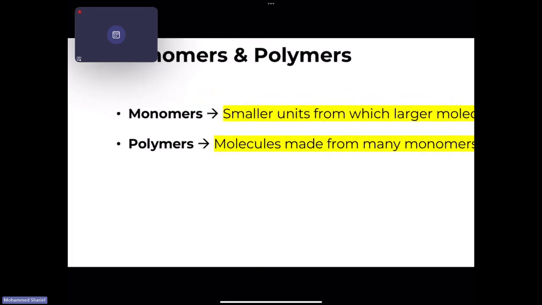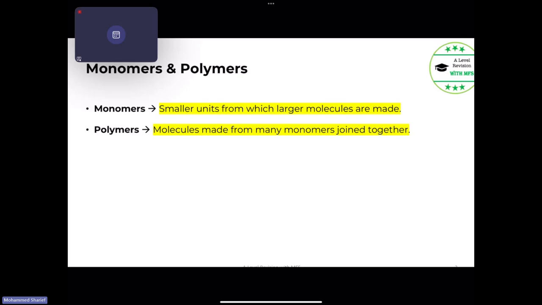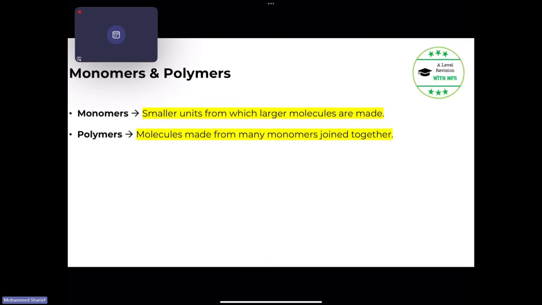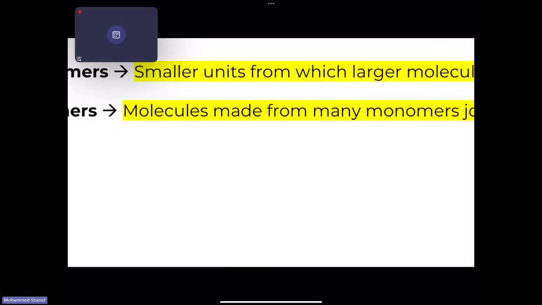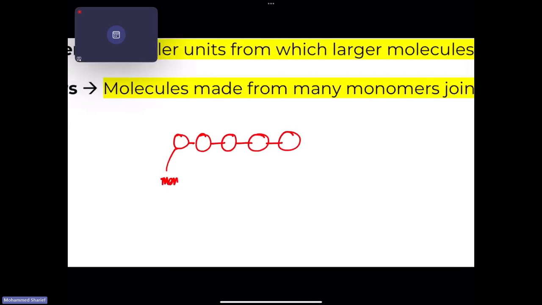Now, these are key definitions that you literally need to know. They could come up in an exam as a 1 marker. So first of all, monomers. These are smaller units from which larger molecules are made. What does that mean? Well, if I was to model that, we would have something like this, and this is a chain of circles, and each individual unit is known as a monomer.